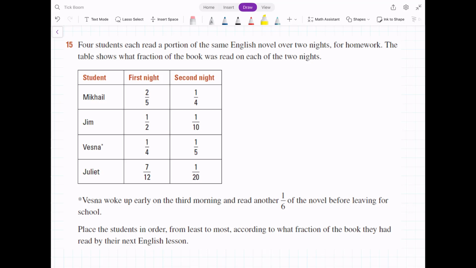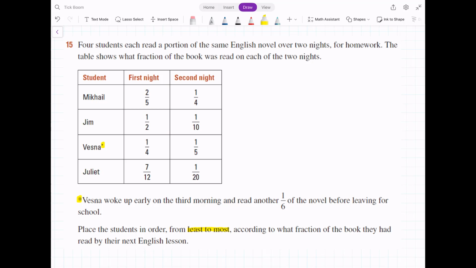For Vesna, we have a little asterisk, which tells us that Vesna woke up early on the third morning and read another 1/6 of the novel before leaving for school. So that's all the information, and then the question, or what we're being asked to do, is to place the students in order from least to most, according to what fraction of the book they had read by their next English lesson. So basically this question needs us to do 2 things.